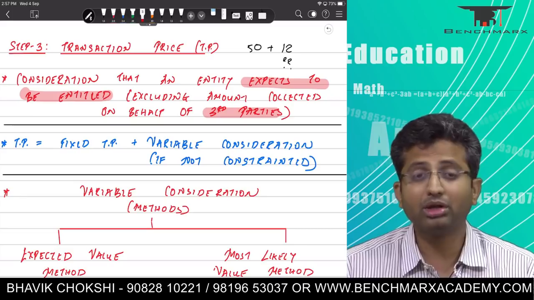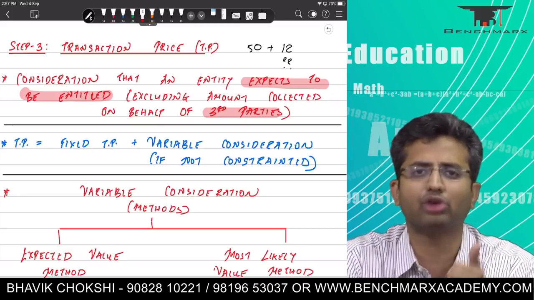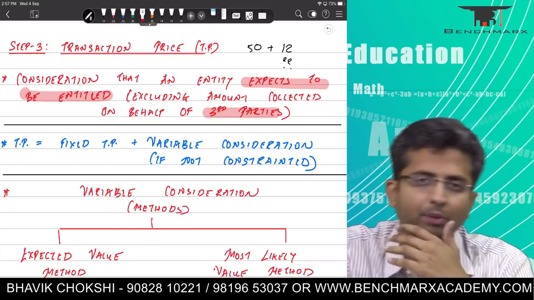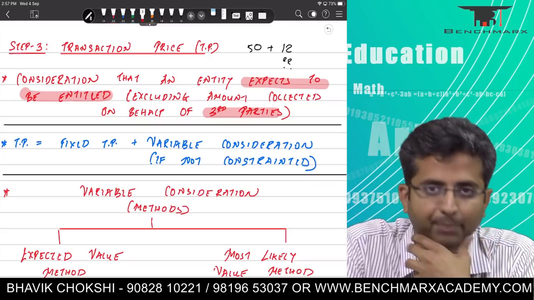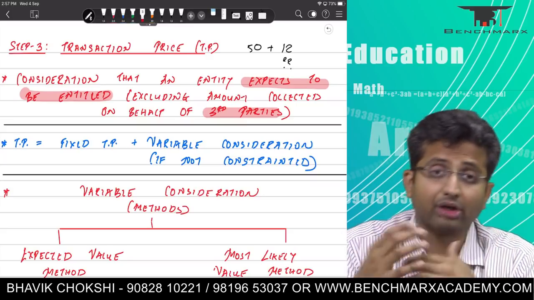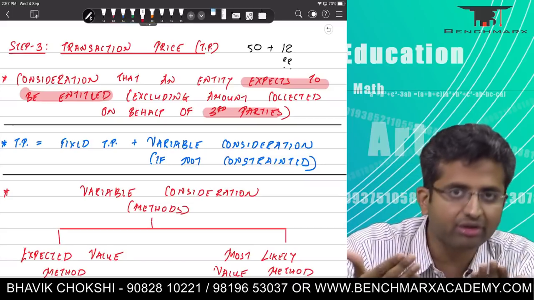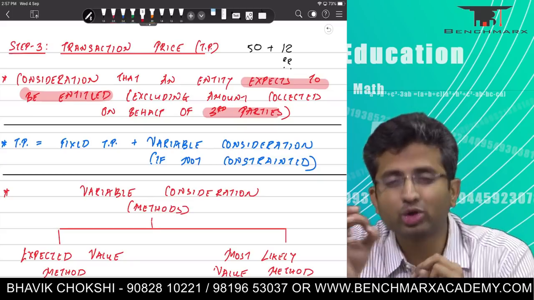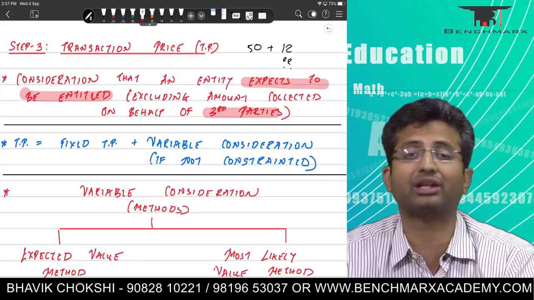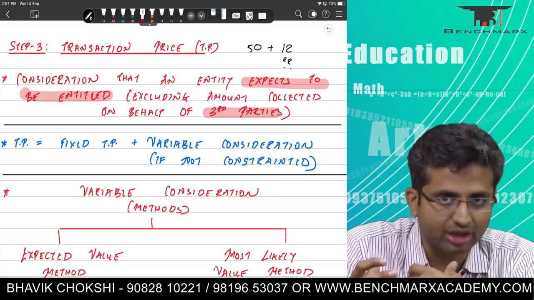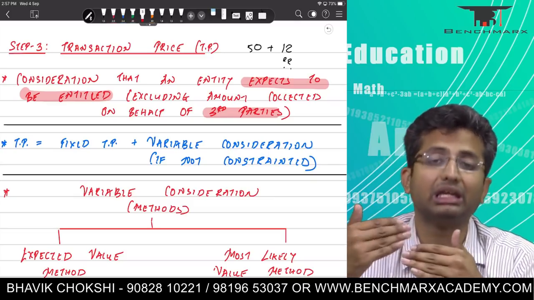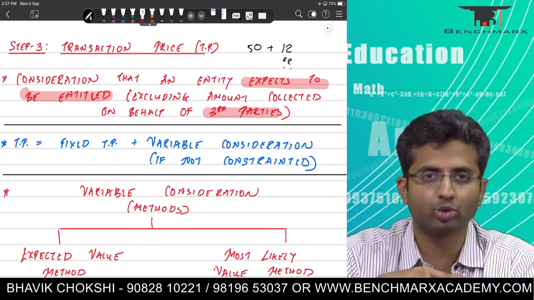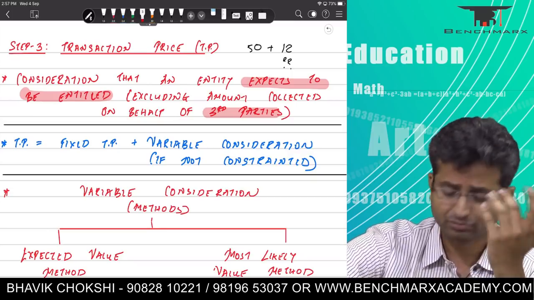But what about the variable consideration? Should fixed consideration be a part of your transaction price? Always. But what about variable consideration? Should that also be a part of your transaction price? The answer is basically it depends. What is variable consideration? Consideration that you might or you might not receive. Should you include variable consideration? In the language of the standard, you should include it if it is not subjected to constraints. If it is not constrained, if it is not restricted, then you should include it as a part of your revenue. However, if it is constrained, then you should not be including it as a part of your revenue.